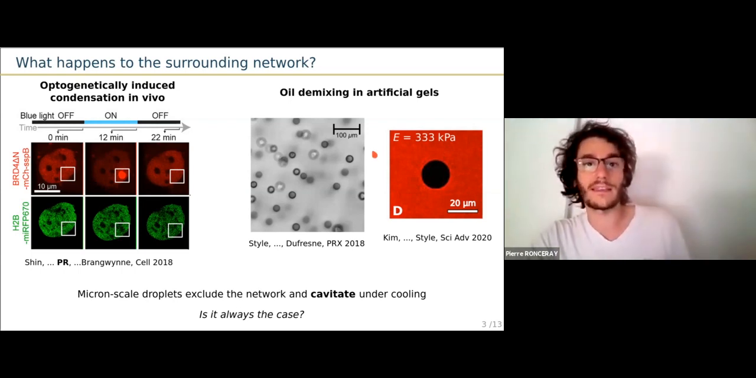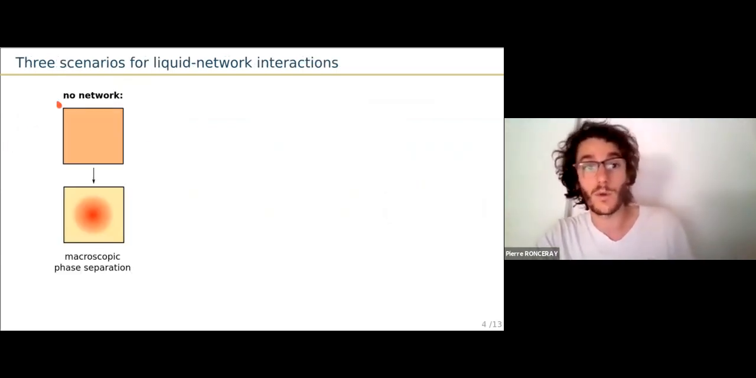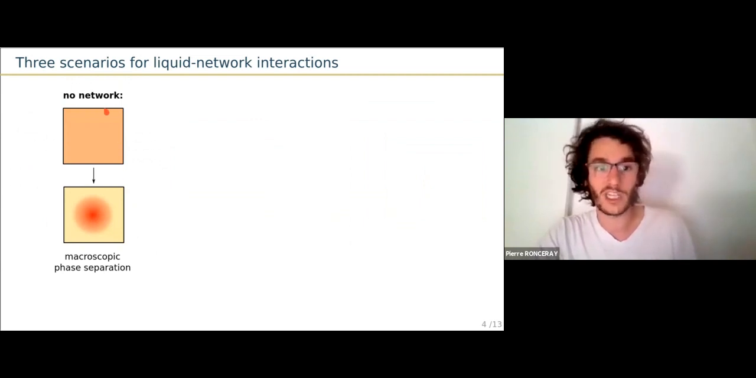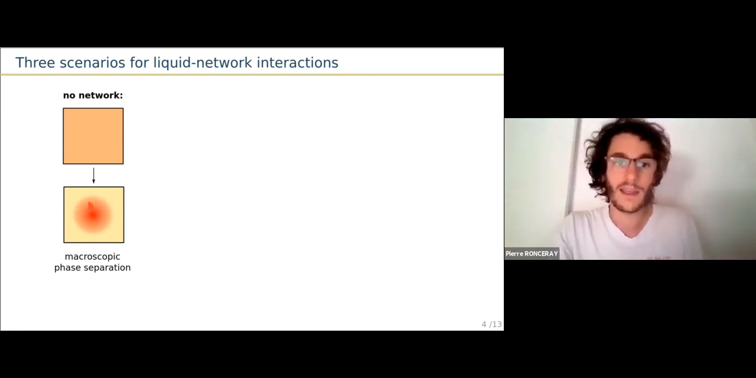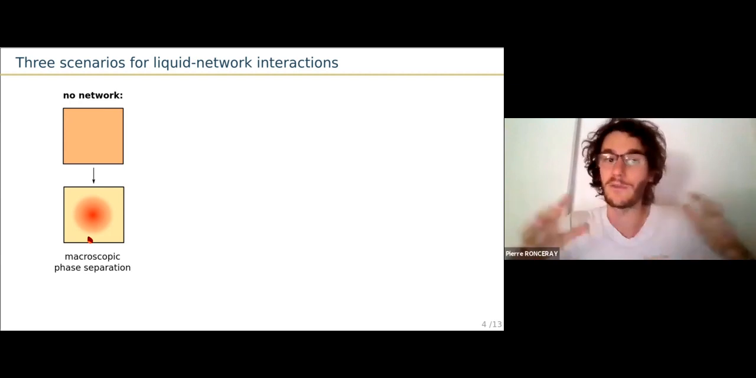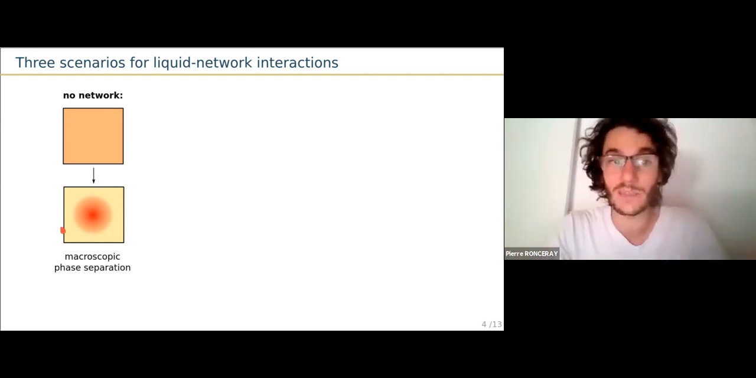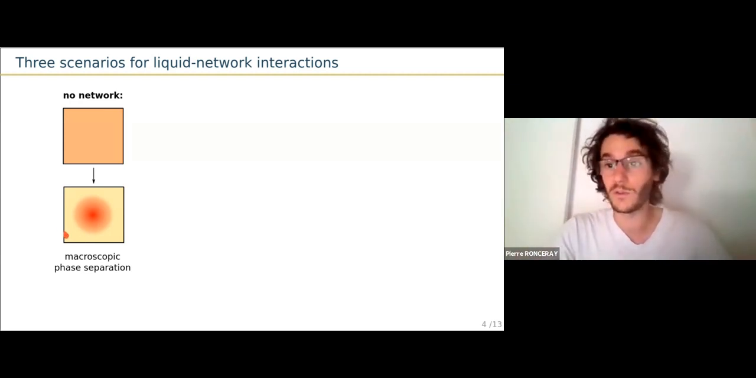When we look at liquid-liquid phase separation, starting from a mixed phase in orange here, and the red liquid phase separates from the yellow one, in the absence of a network, unambiguously, the outcome is macroscopic droplets that become as large as possible, so as to reduce the interfacial cost, the interfacial energy between the two liquids.